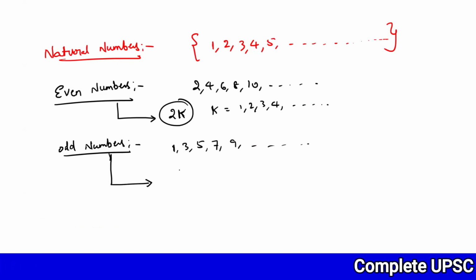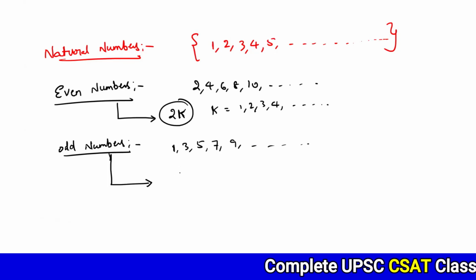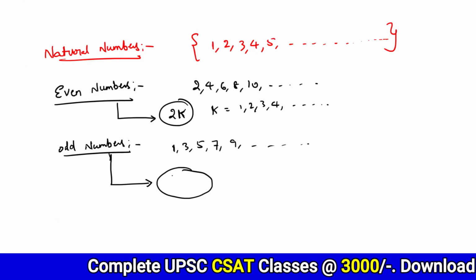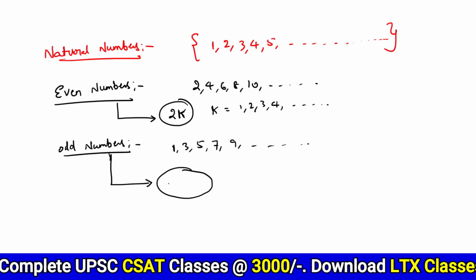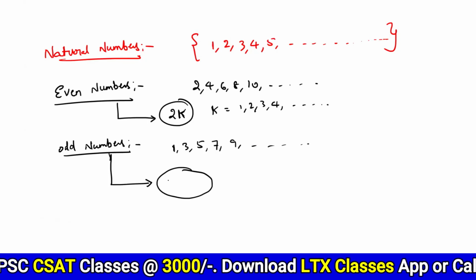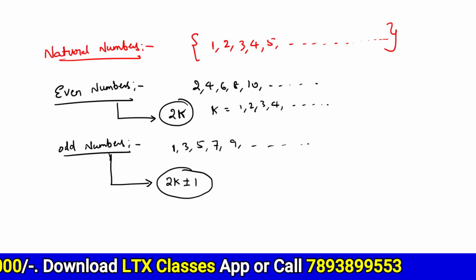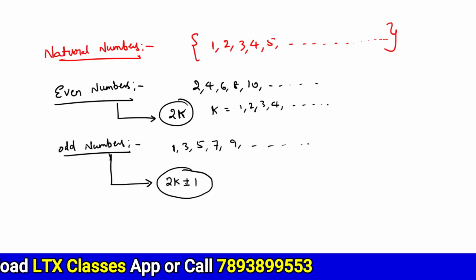What is the general representation for odd numbers? For even numbers, it is 2 times k. For odd numbers, not divisible by 2, what is the general representation? It is 2k plus 1 or minus 1. Plus or minus 1, not only plus 1.